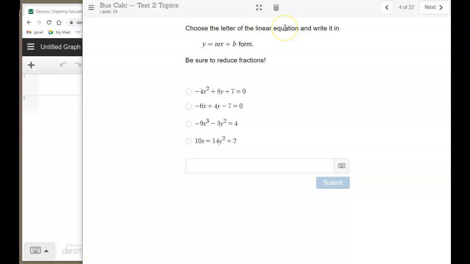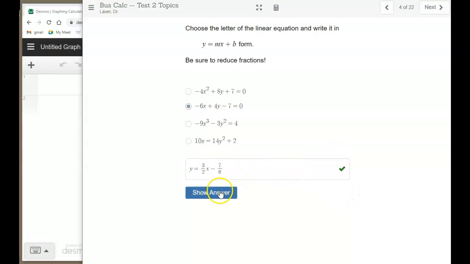Choose the letter of the linear equation. Well, I need one y and one x. Y and x, so that's the one. So if I solve this for y, I need m times x plus b. So my slope here, if I move the x to the other side, I'm going to end up with a positive 6/4 rather, which is 3/2 x. And then if I move the 7, 7 divided by 6 will give me a negative 7/6.